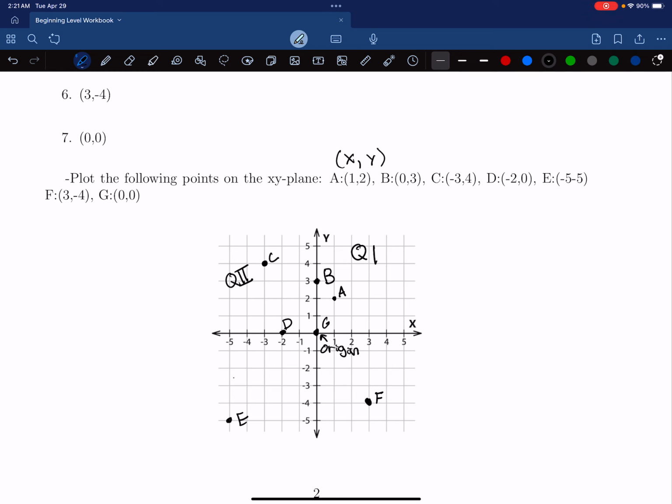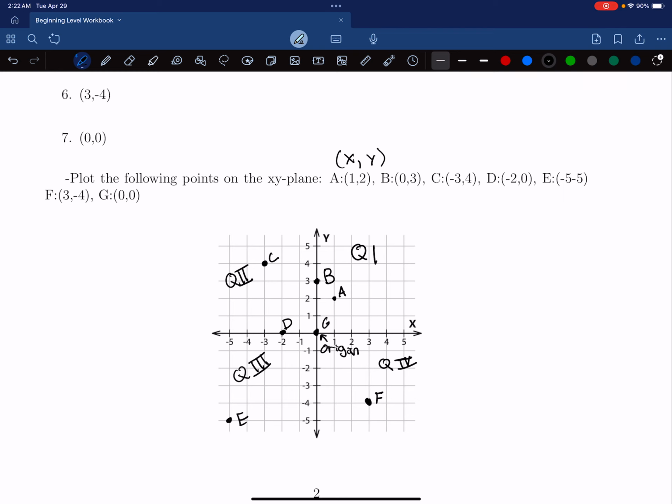And then this here is quadrant 3. And then this part here, this is quadrant 4. So all these quadrants have numbers assigned to them. And we have this because there are certain characteristics in each quadrant.